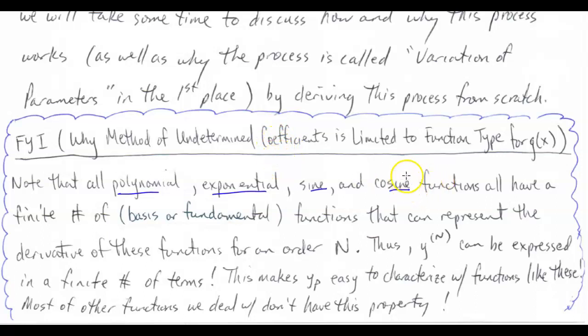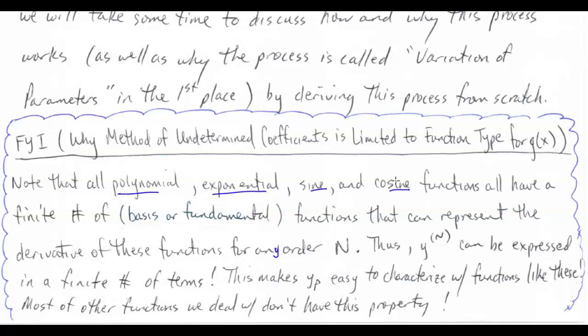Now, the reason why this works is that all of these types of functions have a finite number of basis or fundamental functions that can represent the derivative of any of these functions for any order n. I said m, but this probably should be n here. So in other words, if you want to find the nth derivative of a polynomial, an exponential, a sine function, or a cosine function, then there is a finite number of base functions that would be able to represent that. And so I'm going to switch over here for a second to demonstrate that so that you'll know exactly what I mean.